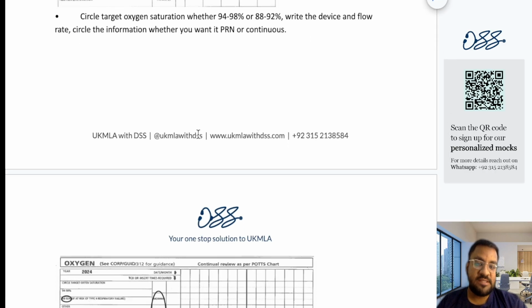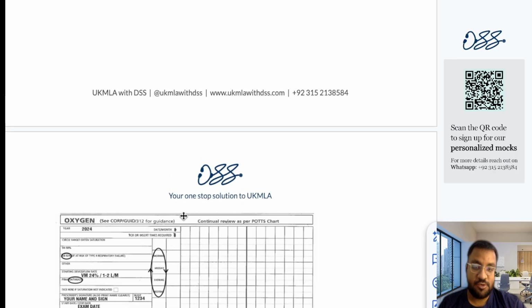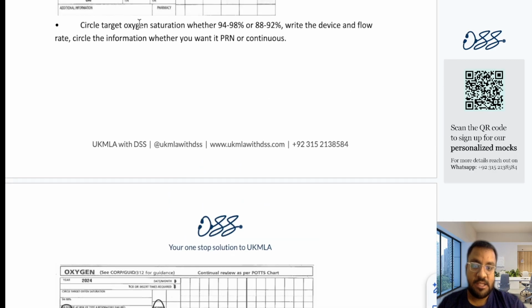Then there are a few cases in which you would have to prescribe oxygen, and this is the way to prescribe oxygen. Make sure that you target the oxygen saturation. Whatever your target is, for a normal patient it is going to be 94 to 98%. For a COPD patient, it is going to be 88 to 92%. Then write the device, the flow rate, and circle the information whether you want PRN. PRN is basically as needed, or continuous.